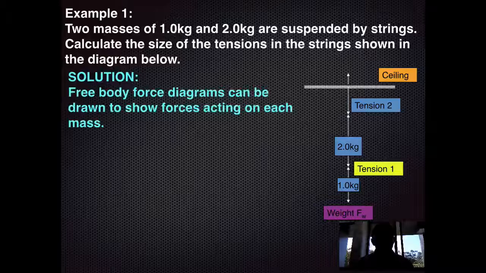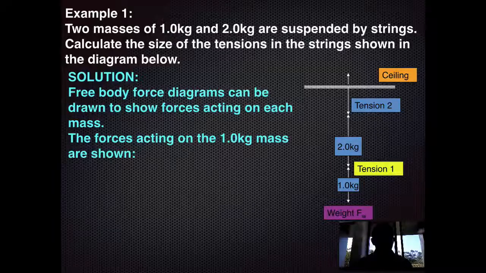The first thing we've got to do is draw a free body diagram, which is basically where we draw a block and arrows and show where the forces are applied. We're going to look at the 1 kilogram mass, the one right at the bottom. The 1 kilogram mass has two forces applied upon it. We know it's stationary, so it's not going anywhere.